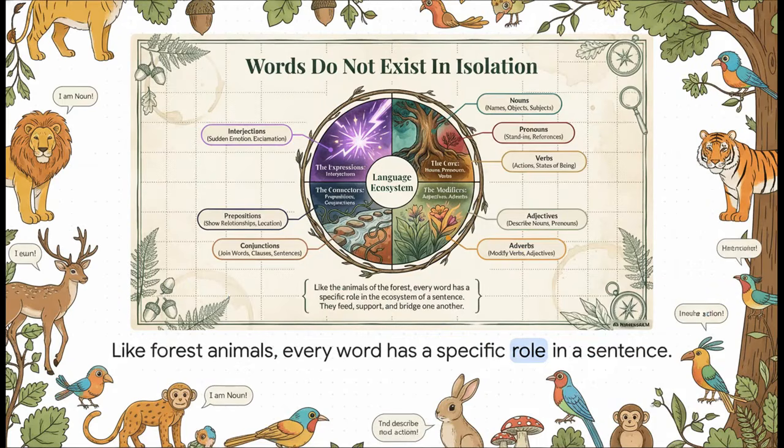Okay, let's dive right in. Our big idea for today is something we'll call the language ecosystem. What does that mean? Well, it means that words don't just exist on their own. They work together in a team, just like all the animals you see here in the forest.